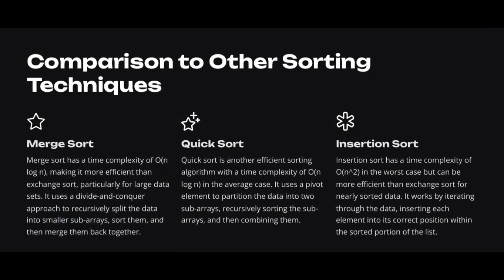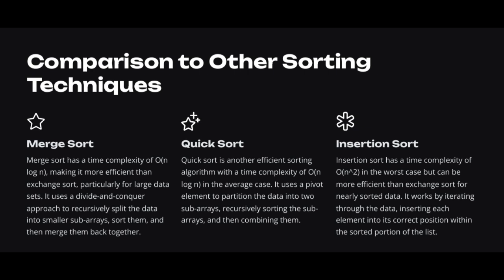Comparison to other sorting techniques. Merge sort. Merge sort has a time complexity of O(n log n), making it more efficient than exchange sort, particularly for large datasets. It uses a divide and conquer approach to recursively split the data into smaller subarrays, sort them, and then merge them back together.